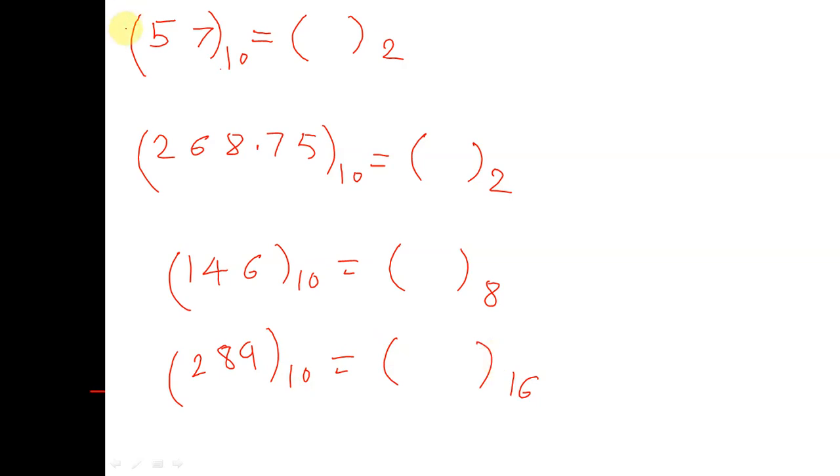See here, this is the first example: 57, the decimal number, is converted into binary. Second example, 268.75 converted into binary. The third one is 146 base 10 converted into octal. And the fourth example is 289 base 10 converted into a hexadecimal number. This is the homework for this lecture.